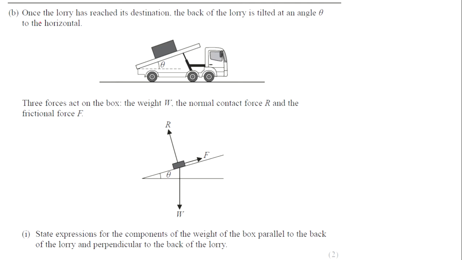Part B, once the lorry has reached its destination, the back of the lorry is tilted at an angle theta to the horizontal. Three forces act on the box: the weight W, the normal contact force and the frictional force. Okay, so this is basically the case of an inclined plane. An inclined plane is a plane that makes some angle with the horizontal. So this is the free body diagram. This is the inclined plane, IP, if you wish.